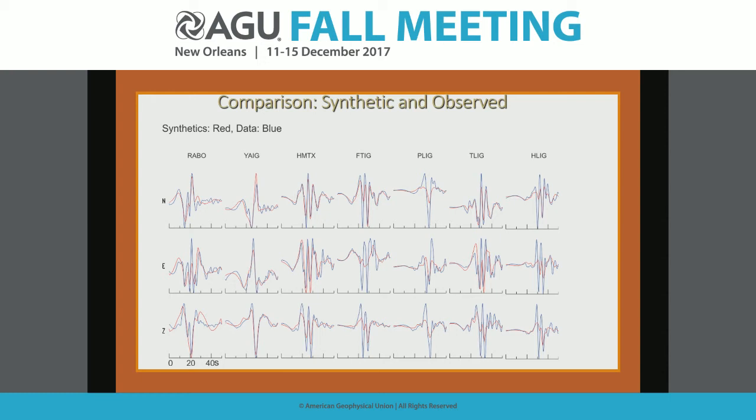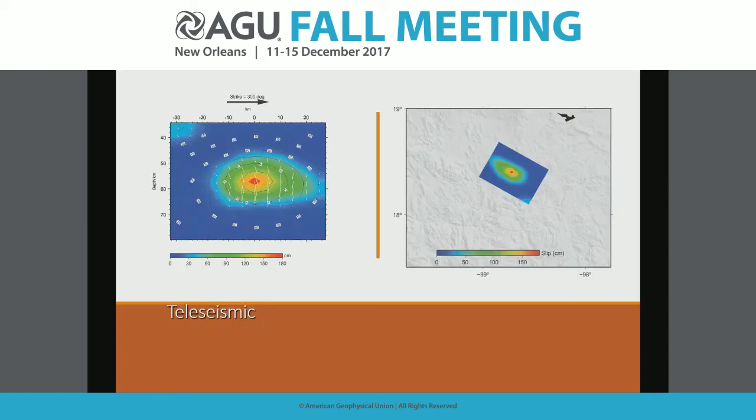In this approximation, we use fixed rake direction. So maybe we can let the program find the right rake direction. So this is the teleseismic inversion, and of course it's more simple than before.